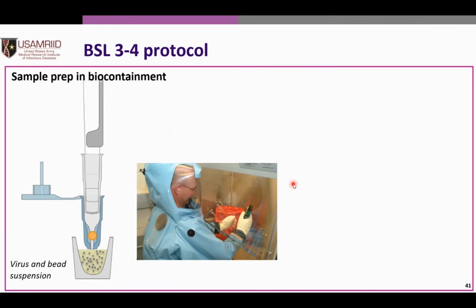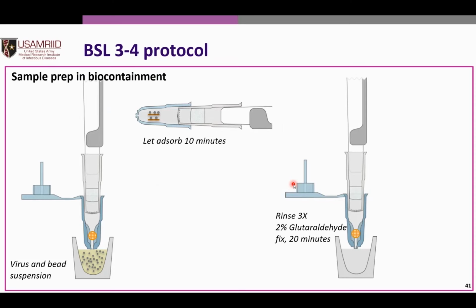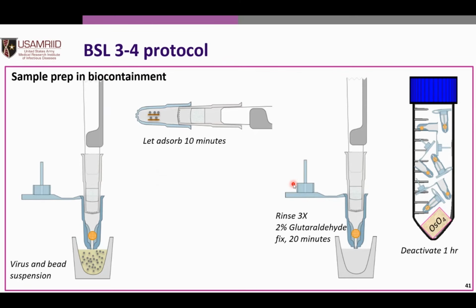So the protocol in BSL-3 and BSL-4 is quite similar. They're just going to have the virus and the beads mixed together instead of just plain virus. You're going to aspirate that into the mPrep capsule and let it absorb for 10 minutes. Rinse 3 times with DI water. You're going to do the 2% glutaraldehyde fix for 20 minutes. And then we preferred, again, to use the osmium tetroxide vapor deactivation.